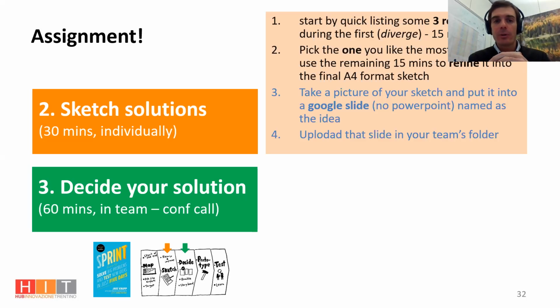After that, you have overall 15 minutes of time to understand which ideas you would like to develop, and then you pick the one that you like the most. And in this converging phase, you refine it into the final A4 format of sketchy idea that you will share with the other teammates. Okay, so you basically allocate 30 minutes alone, individually, to develop one idea. So you don't individually have to develop 3, only 1.